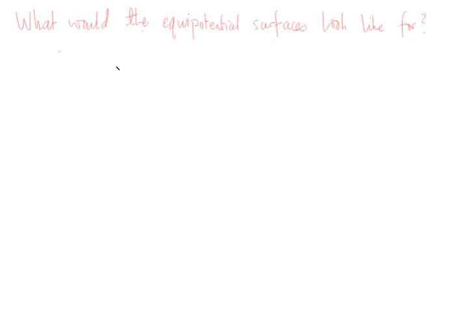What would the equipotential surfaces look like for the following? Two masses of equal mass, two masses of unequal or different masses.